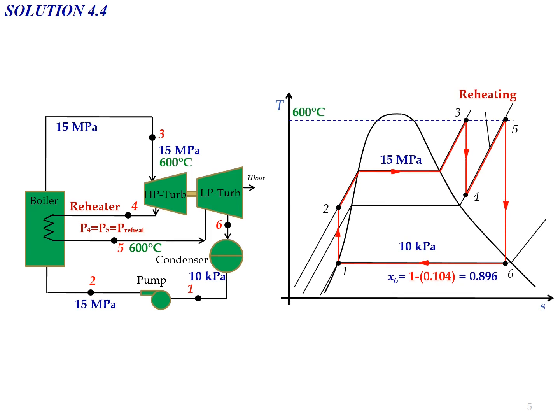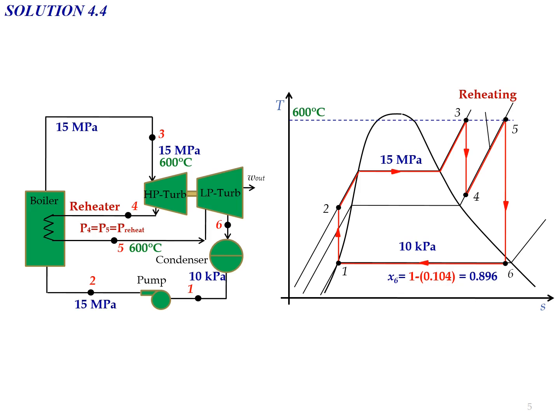And then draw the TS diagram. So this is the TS diagram for the question. So we have isentropic compression in the pump. Compression starts from state number 1 to state number 2. Heat addition process in the boiler at 15 megapascal.